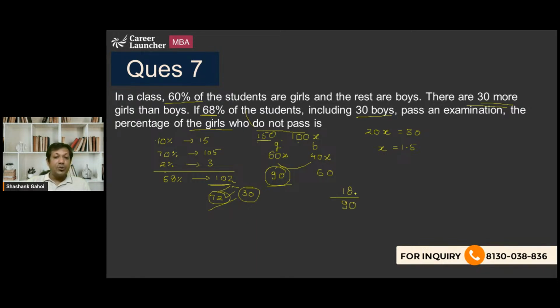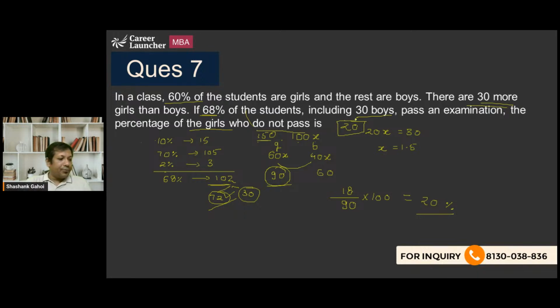What percent? So 18 by 90 into 100. So that directly comes out to be 20%. So the answer of this question is going to be 20.